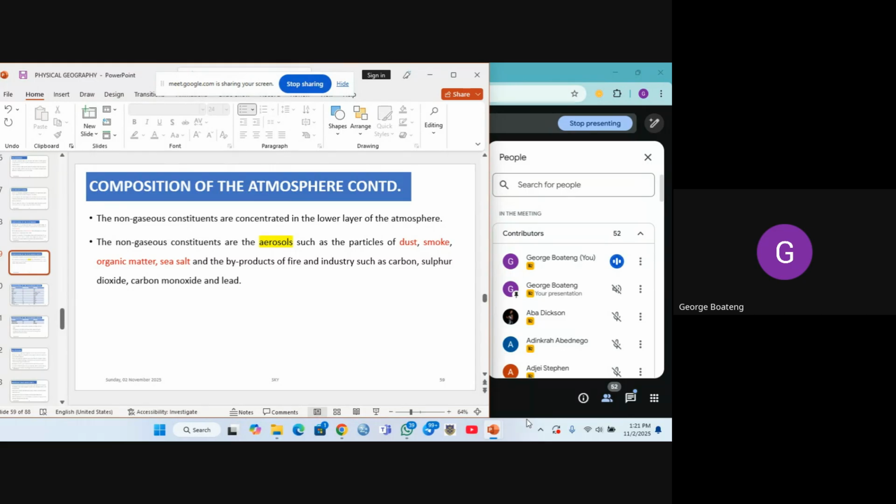Non-gaseous constituents. We cannot find them in the upper part of the atmosphere. For example, if we go to the thermosphere, mesosphere, or the stratosphere, you don't see smoke, you don't see dust. There's no dust up there. The only dust particles that you have are found within the troposphere. So the non-gaseous constituents are only found within the lower portions of the atmosphere.